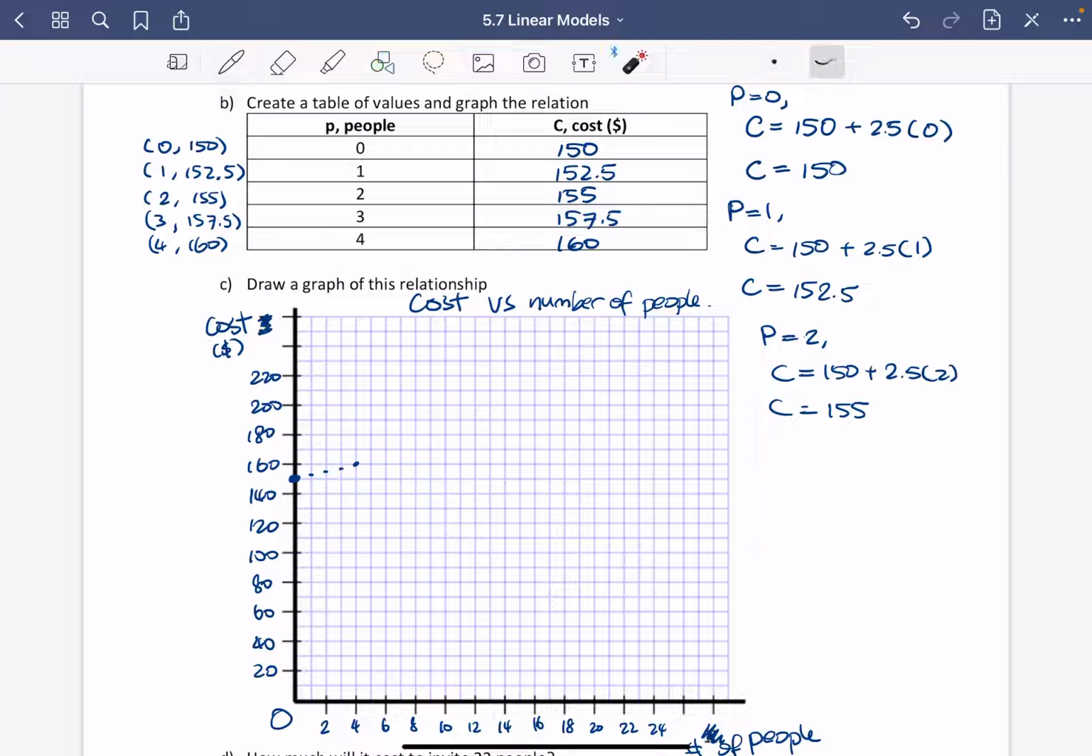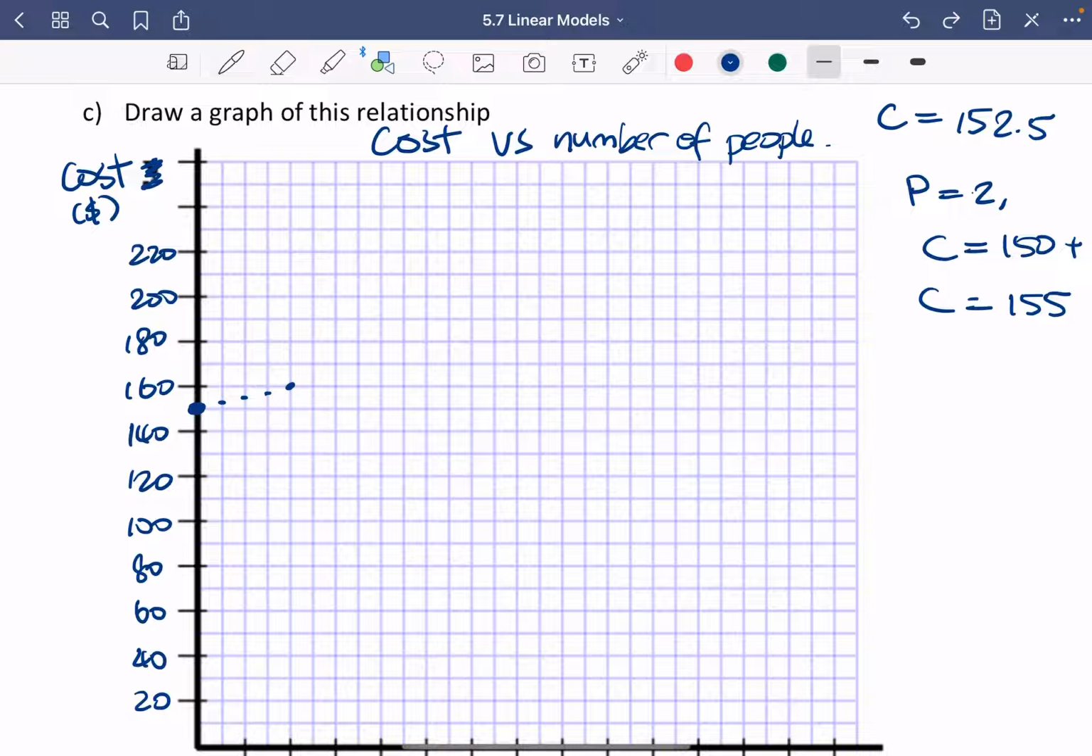And we could have more data. If you plug in people equals 5, 6, 7, etc., you'll be able to find the cost for 5 people, 6 people, 7 people, etc. And with these points, if we connect them, it should be a straight line. Oops. You need to use a ruler. Okay, that's good.